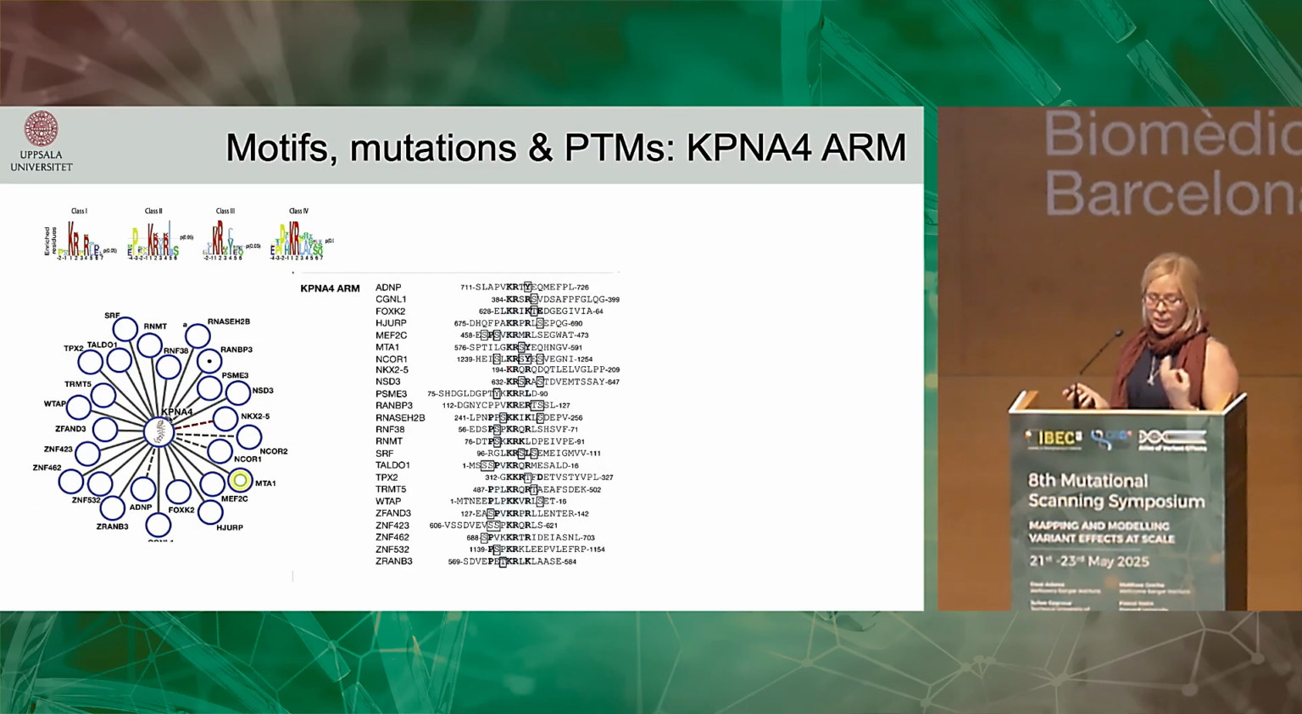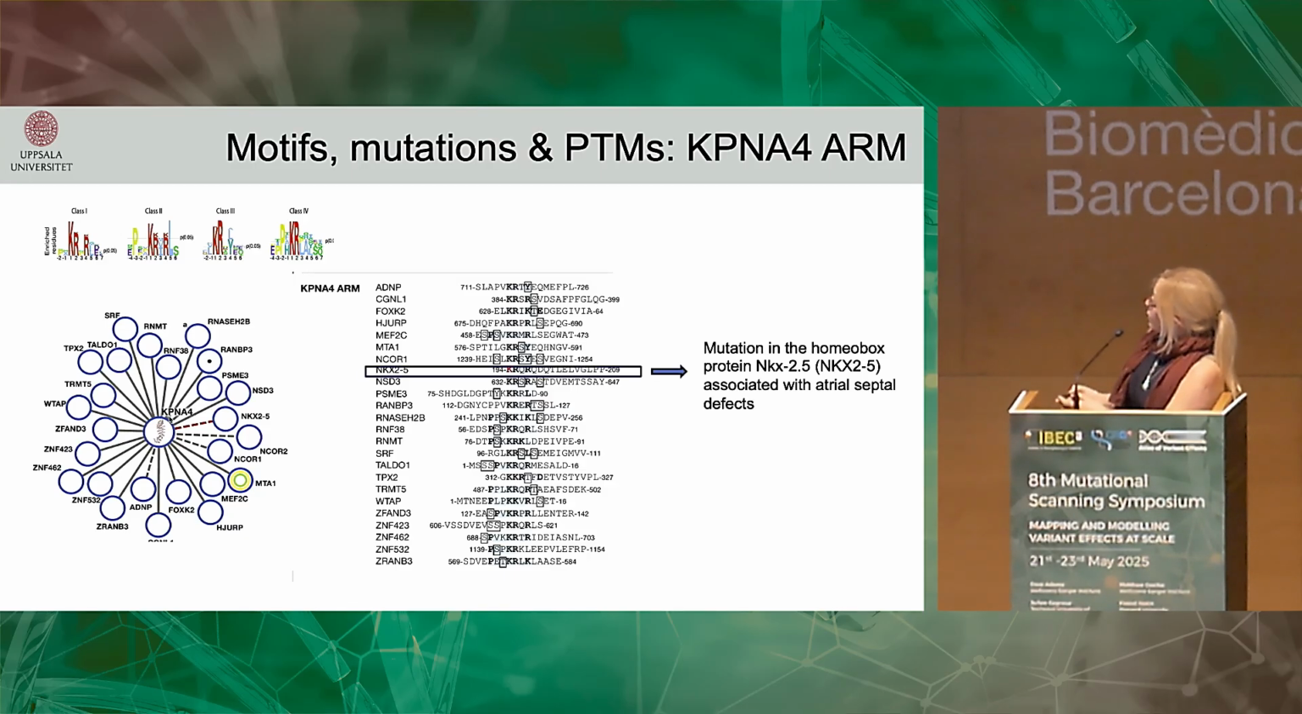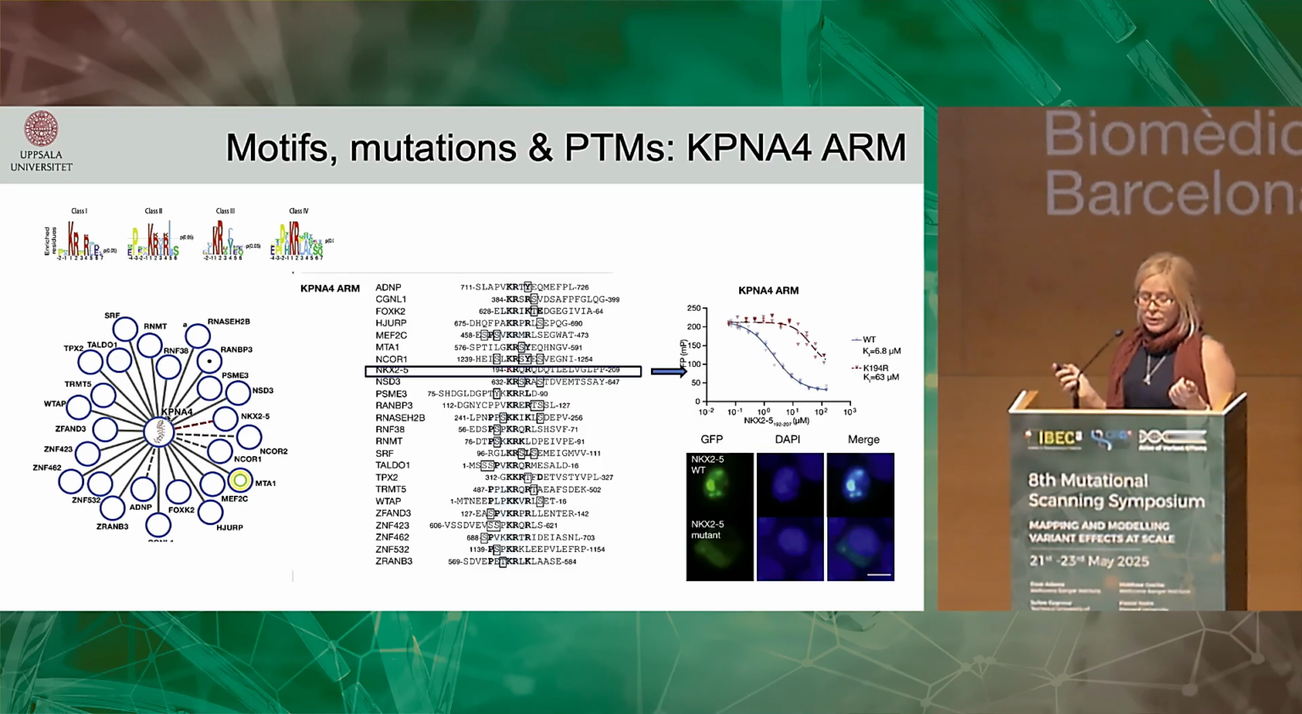Another example is coming here. This is KPNA4, which binds, as I said, to the nuclear localization signals. And again here, we can see that we have one disease-associated mutation in the protein NKX2.5, which is associated with atrial septal defects. Now, by testing this in the context of the full-length protein, we can see that if we introduce this mutation in the transcription factor, it loses its nuclear localization, which likely explains why this mutation causes a disease.